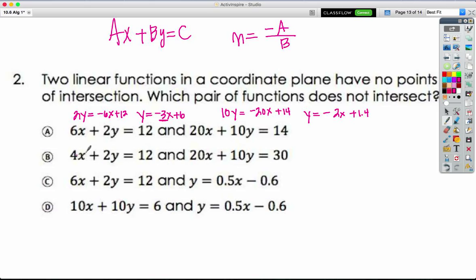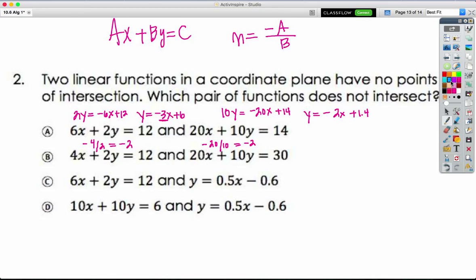So if 4 is a and b is a positive 2, we could find the slope of this first one by doing negative 4 divided by 2, which comes out to be negative 2. And we could find the slope of the second one by doing negative 20 divided by 10, which comes out to be negative 2. So far our slopes are the same, but we're specifically looking for where the functions do not intersect. So if our y-intercept also happens to be the same, then it will be an infinite solution situation.